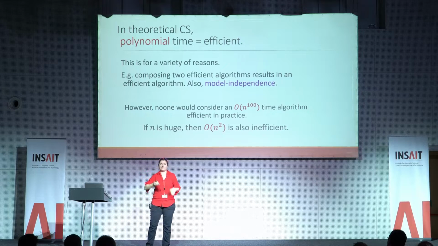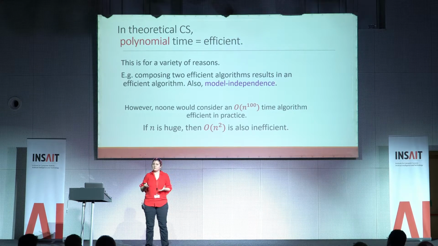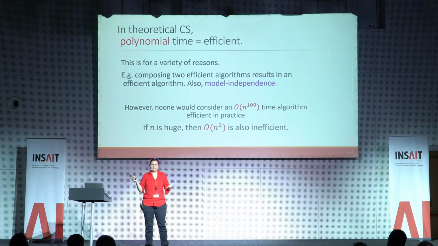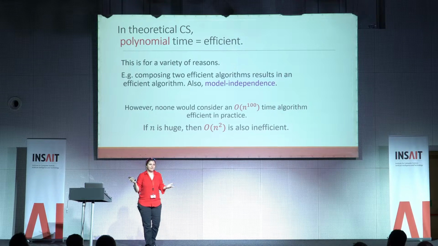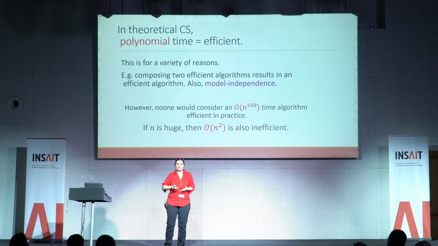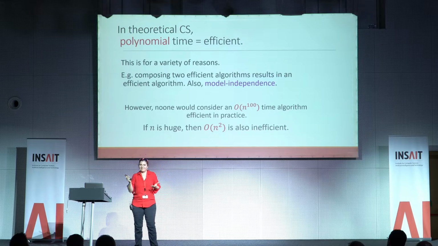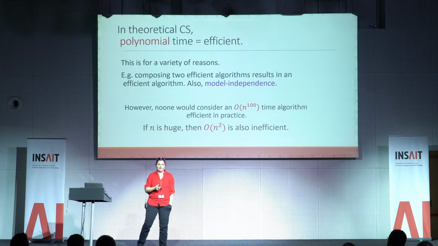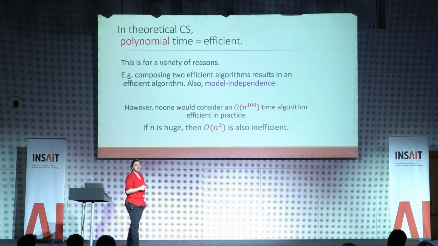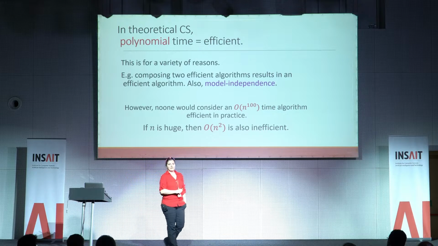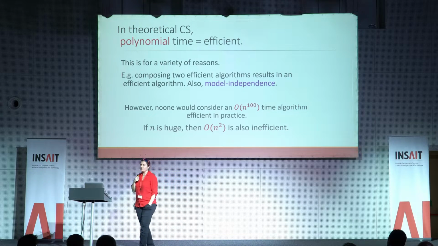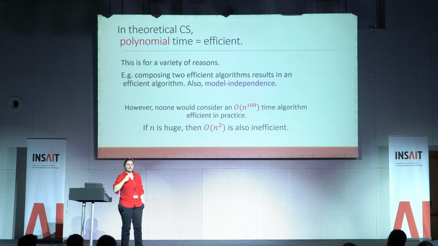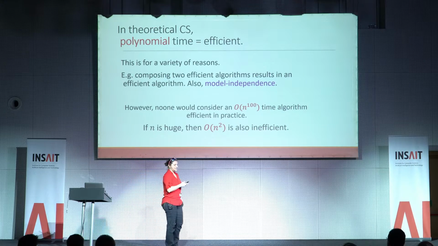Now let me step back. If I asked you, if you have an algorithm that runs in n to the 1 million time, or n to the 1,000, is that fast? Is that efficient? No, it is not. If n is a million, then n to the 1 million is way too big. No one would ever run an algorithm like that. In fact, I would argue that for most applications, you wouldn't even run a quadratic time algorithm. But yet, in theoretical computer science, you will hear that polynomial time is efficient. But that's not why we use polynomial time as a notion of efficiency.